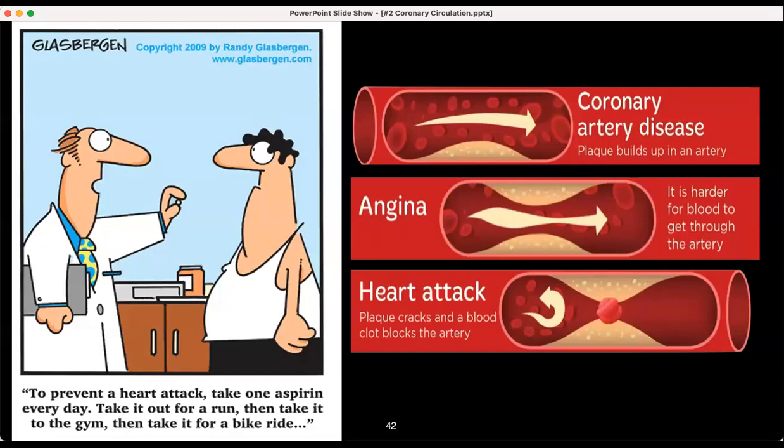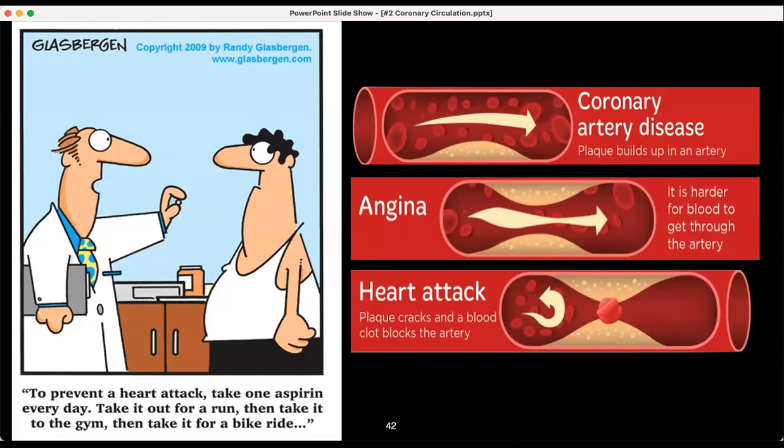And then to recap, coronary artery disease, plaque builds up. Angina is when it's hard to get through the blood flow, so you get ischemia. And a heart attack is actually when there's a clot formation or something that obstructs blood flow.